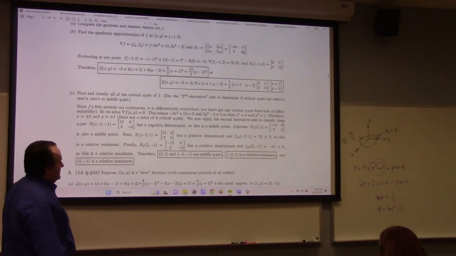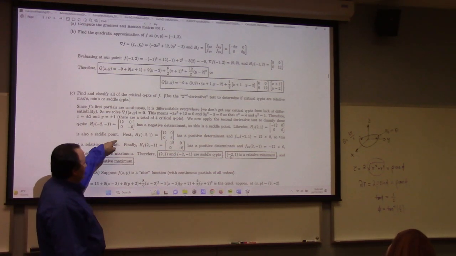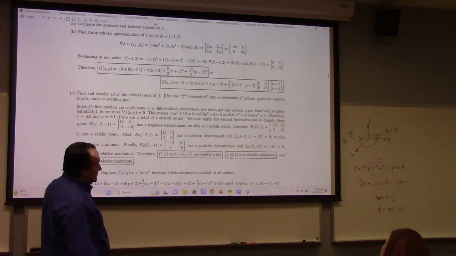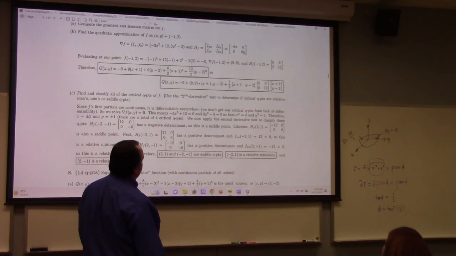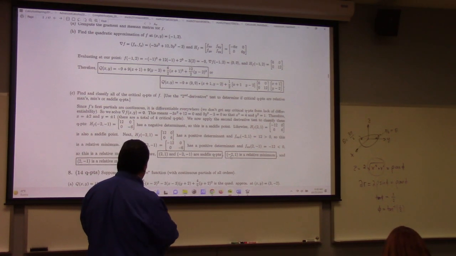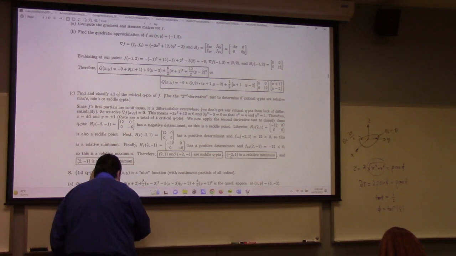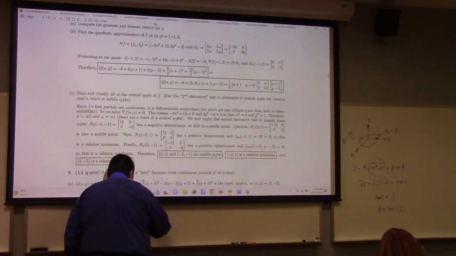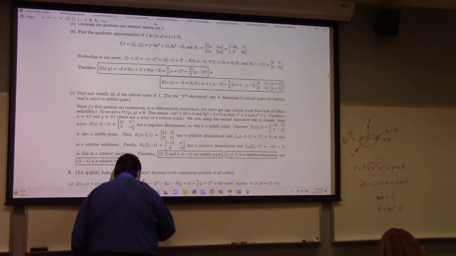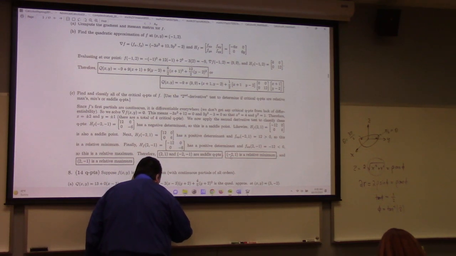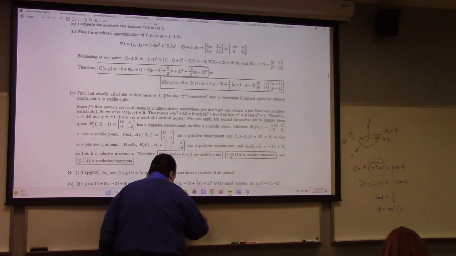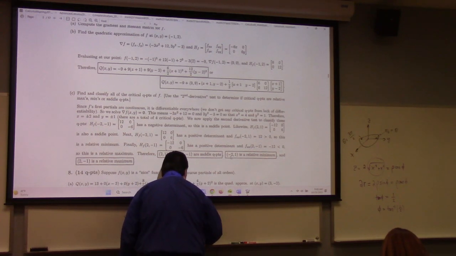Well, you need to check the determinant. We call the determinant the big D. I usually say big D, right? It's the determinant of what's called the Hessian. It's fxx times fyy minus fxy squared.